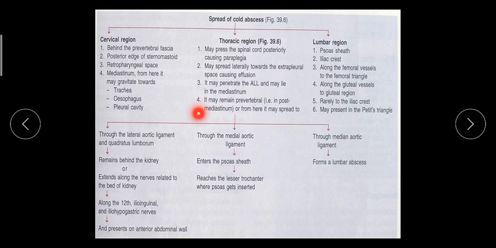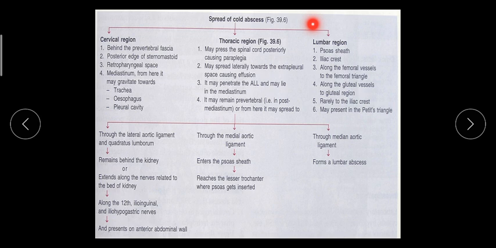It may remain prevertebral, forming the prevertebral abscess. From here it can spread through the lateral arcuate ligament and it can present in the anterior abdominal wall. Through the medial arcuate ligament it can form the psoas abscess and reach up to the lesser trochanter. Through the median arcuate ligament it can form a lumbar abscess.